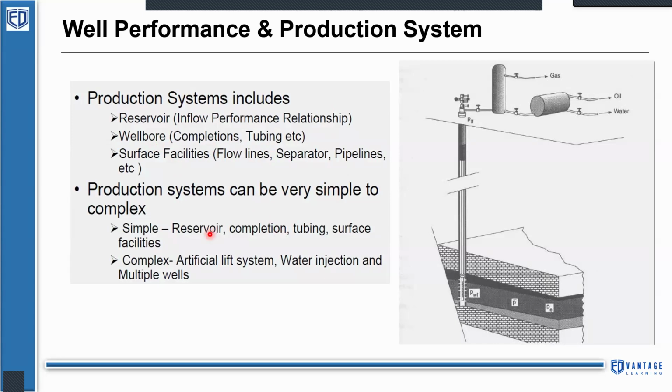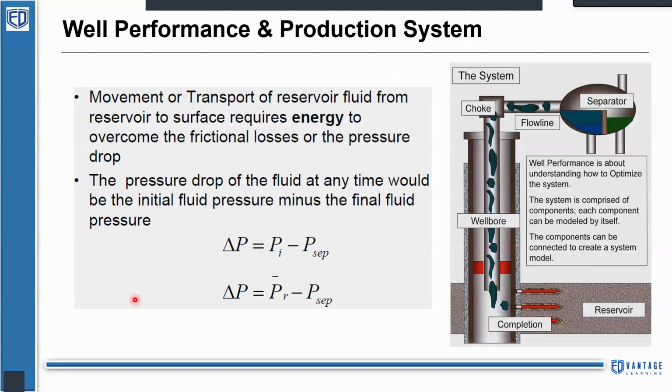Production systems can be very simple to very complex. Simple means a simple reservoir, common completion, a three casing, two casing, or four casing policy with a single tubing and good, integrated surface facilities. But it is complex when we have an SRP, which is an artificial lift mechanism, when we are injecting water, or if there are multiple wells or multiple completions, multi-zone completion, commingled production. So we need to take that into consideration.